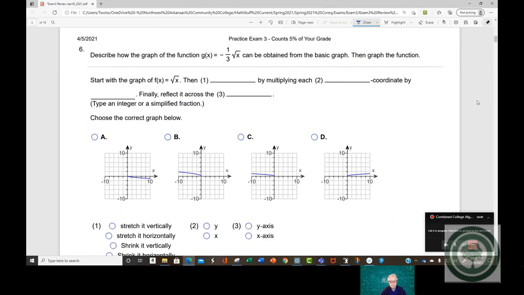Now, here we go. My favorite kind of puzzle. Describe how the graph of the function g of x equals -1/3 the square root of x can be obtained from the basic graph. Then graph the function. But notice it gives you pictures to choose from. I love transformations. They're annoying, and at the same time, they're totally mind games.